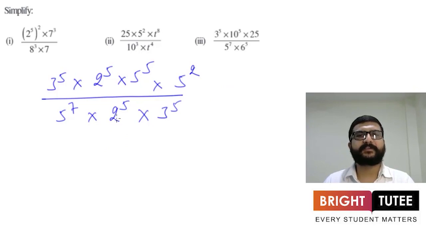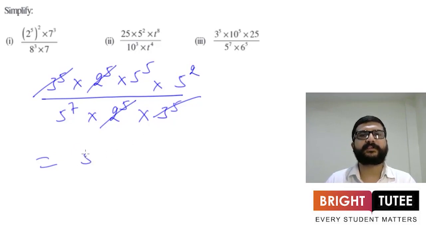So this will be 2 to the power 5 into 3 to the power 5. Now we can cancel this 3 to the power 5 and this 3 to the power 5 here. And 2 to the power 5 is also cancelled with this 2 to the power 5. Now what we are left with? We are left with 5 to the power 5 into 5 to the power 2. So this will give us 5 to the power 7, that is 5 to the power 5 plus 2.